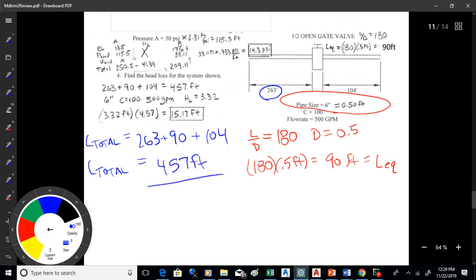So the idea on this is that the head loss for this run of pipe, the 1/2 open gate valve, and then the other run of pipe has the same head loss as 457 feet of pipe. That's basically how this method works.